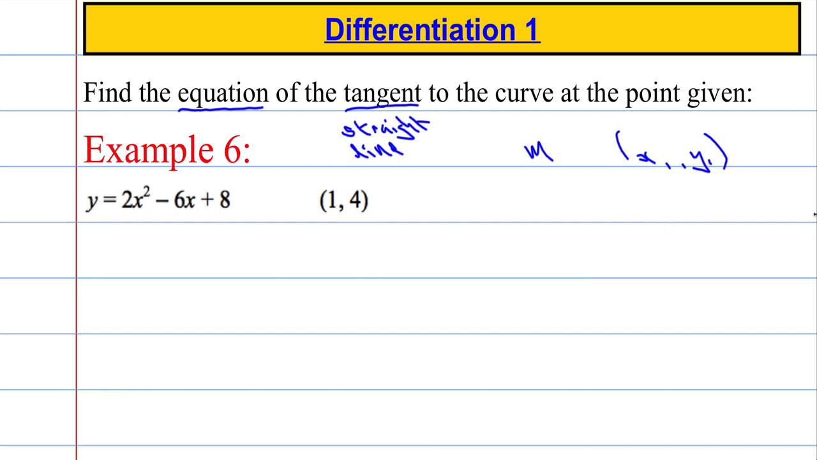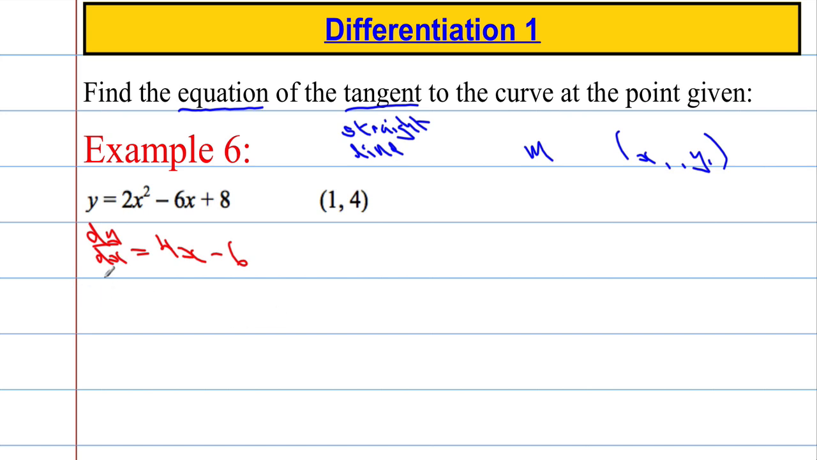So in order to get the gradient at this particular point, I need to use the gradient function dy by dx, and that's going to equal power multiplied by the coefficient, drop the power by 1. Again, the power is 1, multiplied by -6 is -6, drop that power by 1, we get a 0, x to the power 0 is 1, and the derivative of a constant is 0. So we've got 4x subtract 6, that's the gradient function.